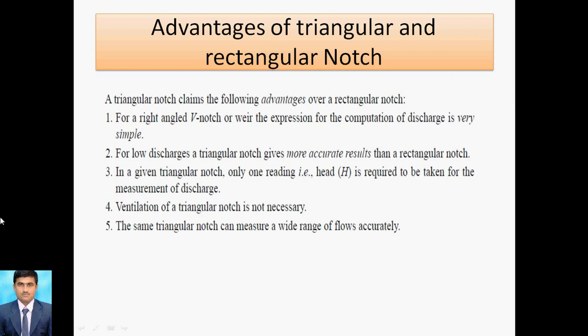A triangular notch claims advantages over a rectangular notch: it is right angled, so the expression for the computation of discharge is very simple. For low discharge, a triangular notch gives more accurate results. In a triangular notch, only one reading is required, that means H, and ventilation of a triangular notch is not necessary. And the next advantage is that the same triangular notch can measure a wide range of flow accurately. So these are the advantageous points of a triangular notch over a rectangular notch.